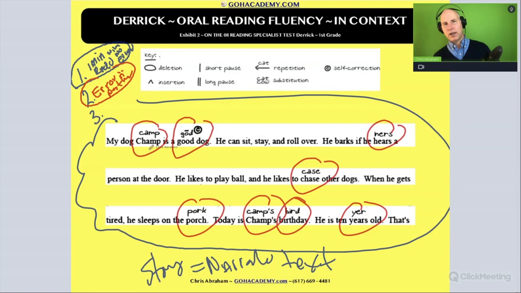So got this wrong. Okay, what did he get wrong? What does this have that he got wrong? Well, champ has a CH in it. Is that right? What do we call that? Champ, that's a what?